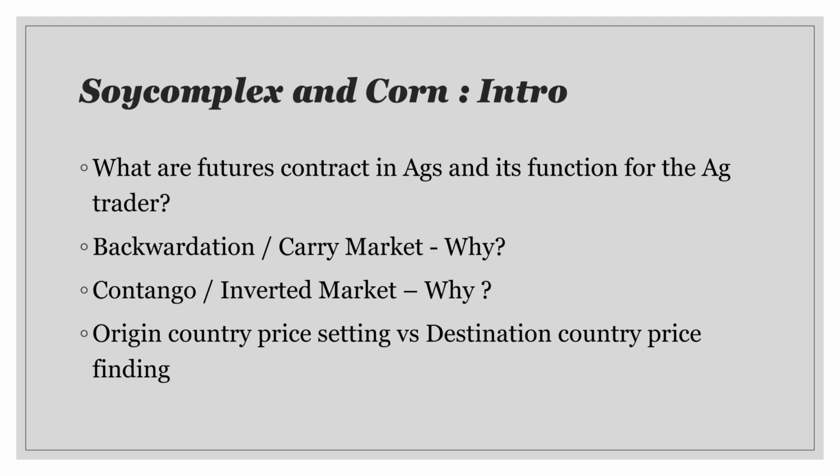The thing about this market is essentially there are two types of patterns. One is backwardation in the financial world, but in our world we call it a carry market, and the other one is contango, which is an inverted market, and there's a reason for this. When the market is in backwardation or carry, it essentially means that there is plenty of supply of corn and beans in the market, so destination countries don't need to buy them, so they leave it to the origination countries to carry them, which means they need to be stored, financed, and also insured.